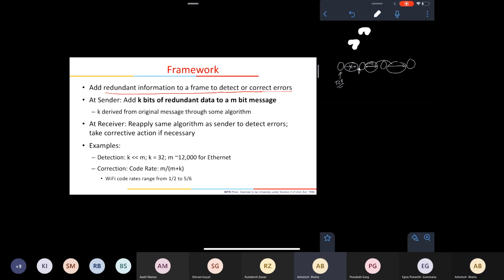Anybody? What could be the funniest answer in that case? What if the second is also lost?